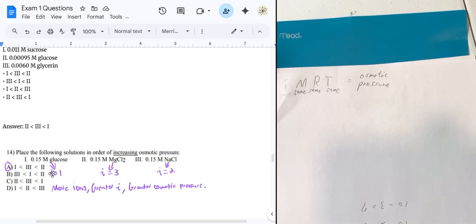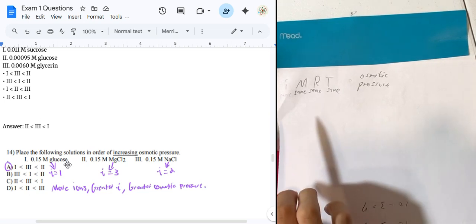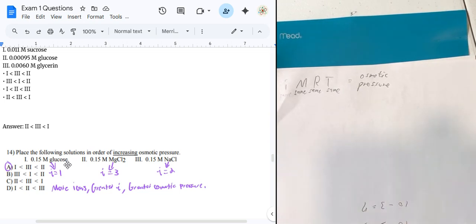So that's the answer. And let's say there's a question that shows up where there's a different molarity and a different I value. Well, you would just plug it in and then solve for it.